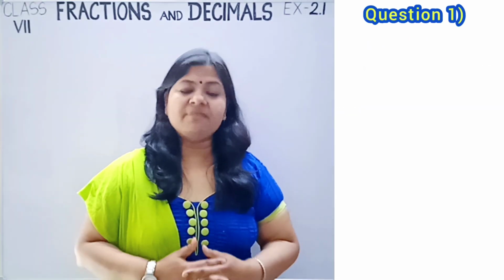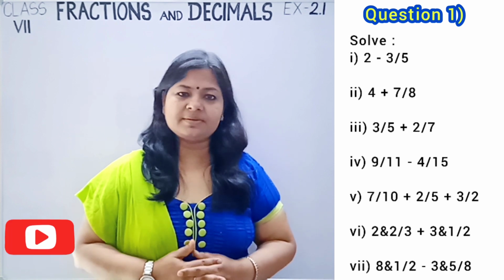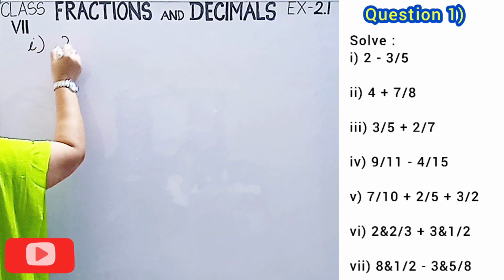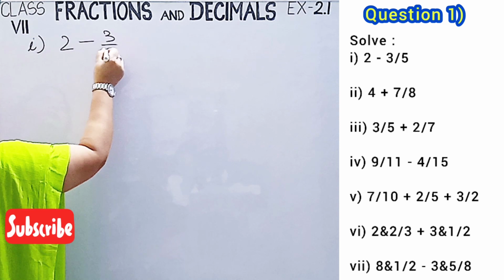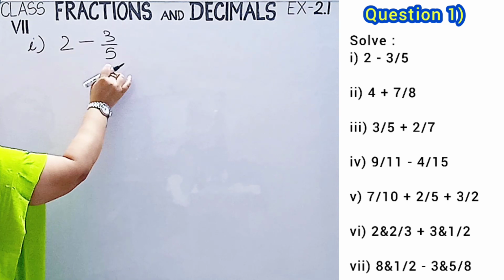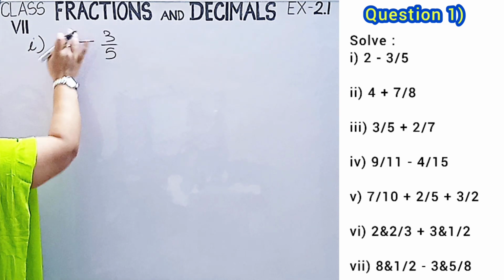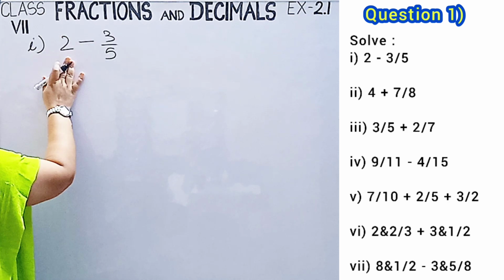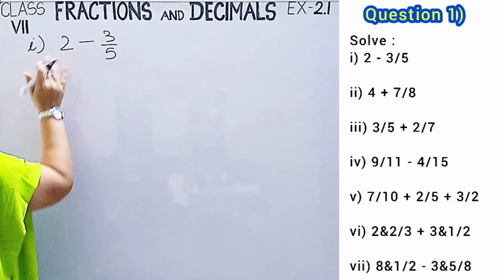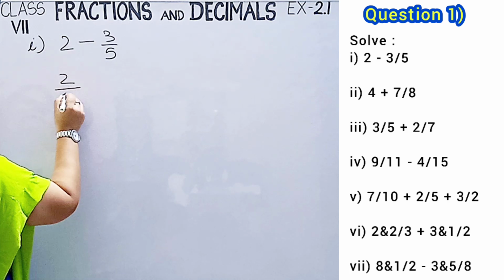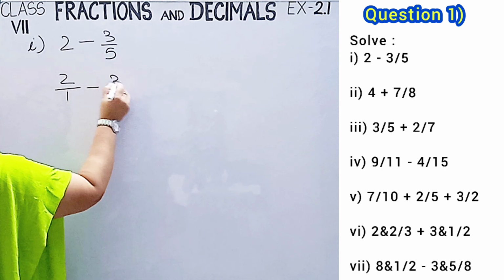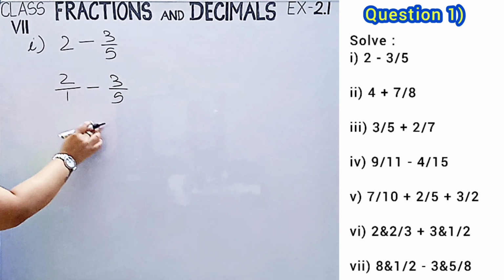In question number 1, we have to solve the given expressions. First part, 2 minus 3 upon 5. Here 3 upon 5 is a fraction and 2 is a whole number. To make it a fraction, we will write down 1 in the denominator. So it will become 2 upon 1 minus 3 upon 5.